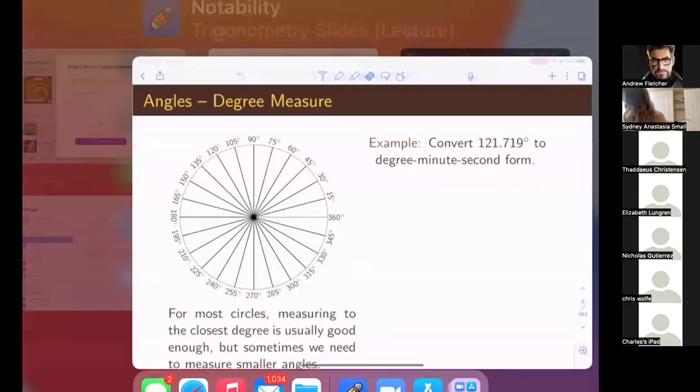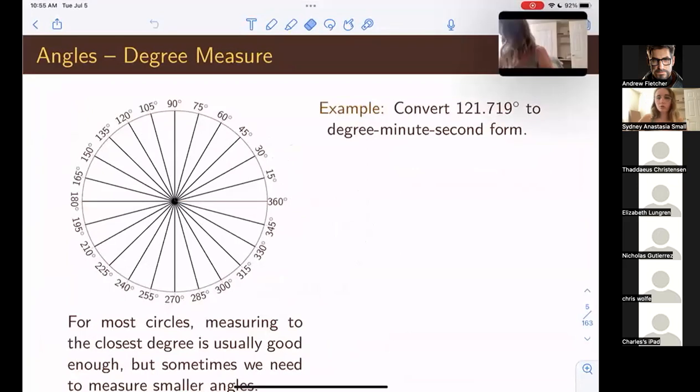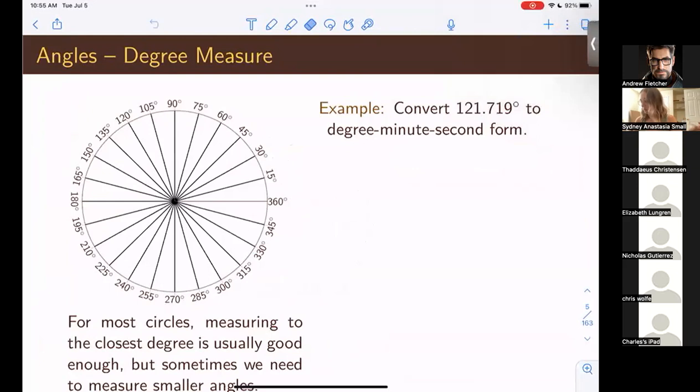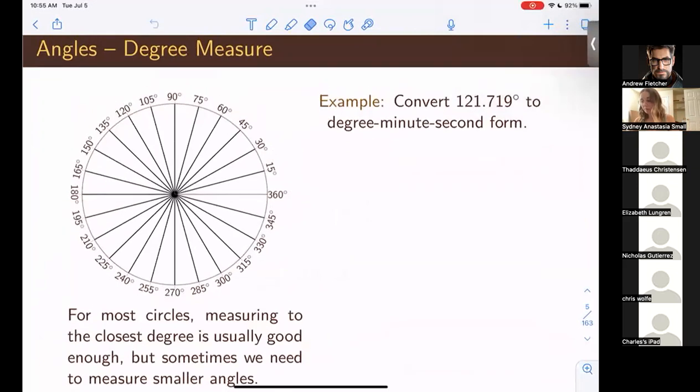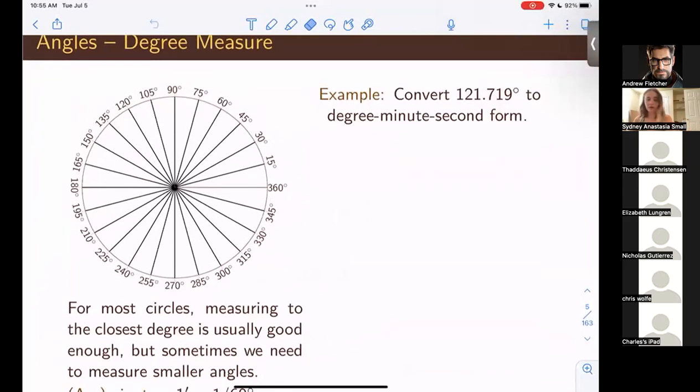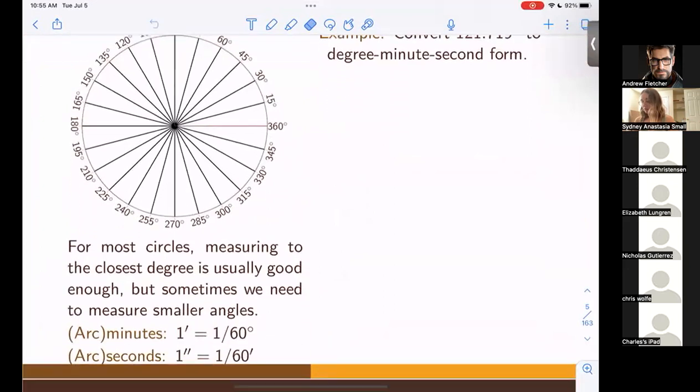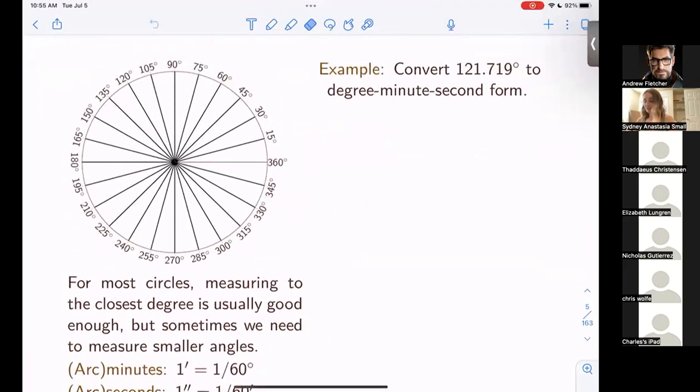Okie dokie. So we're going to start off with what might be a little bit of a review for some of you, and that's just degrees in a circle. As I'm sure many of you already know, a circle has 360 degrees. That is how most of you have probably learned to measure angles before, in degrees. And for most circles and most instances, measuring to the closest degree is usually good enough.